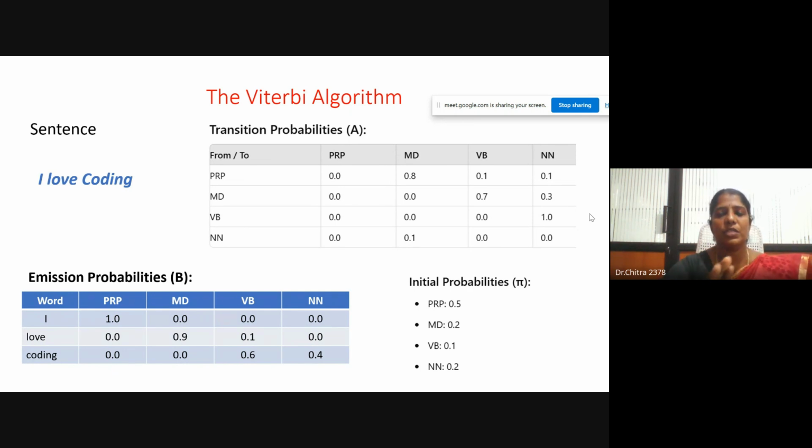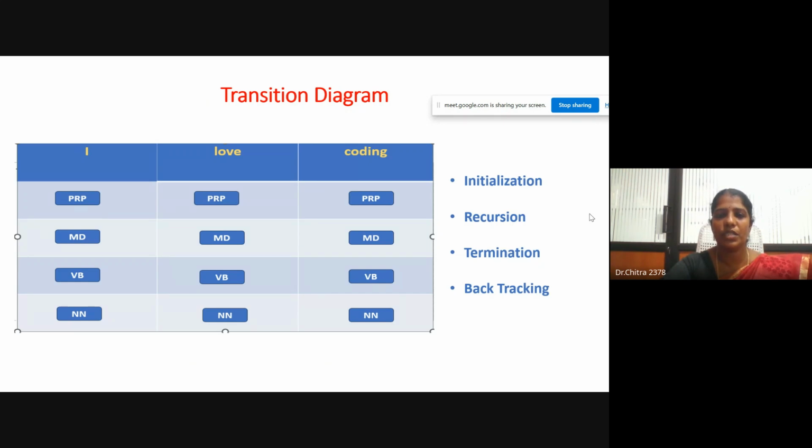Using these scenarios, we are going to mark the part of speech tagging for our sentence "I love coding." This is your question. We'll solve this question. For solving it, first draw the transition diagram. That is important. And these are the steps required: initialization, recursion, termination, and backtracking. These are the 4 steps required in the Viterbi algorithm.